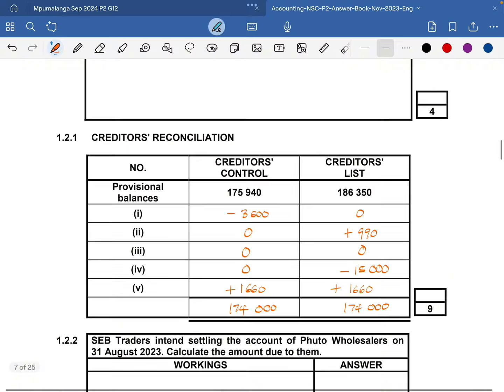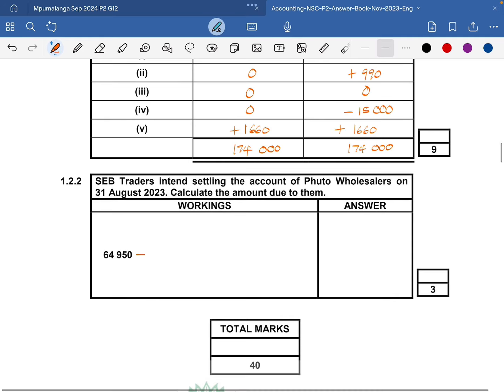Okay, so we're going to take this 9,540, we're subtracting it from what we owe to Puto Wholesalers, and then we are going to add the 990 there. Okay, so now let's get what we owe them. Minus 9,540 plus 990, then that is 56,400.